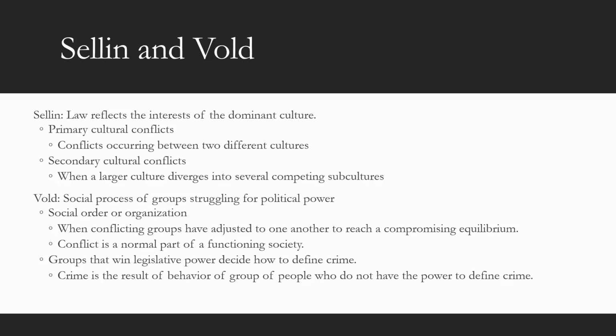So once we have these two conflicting groups reconcile on something, we can reach that equilibrium and we can get that social order. We can have progress. So the fact that there is friction and conflict is a normal and healthy part of society. But that friction and conflict needs to reach an equilibrium because that's what drives progress. But Wald also explains that the groups who are in power get to define crime.